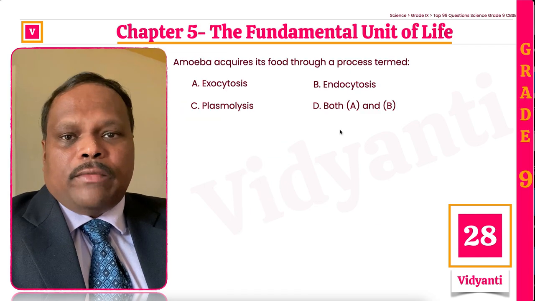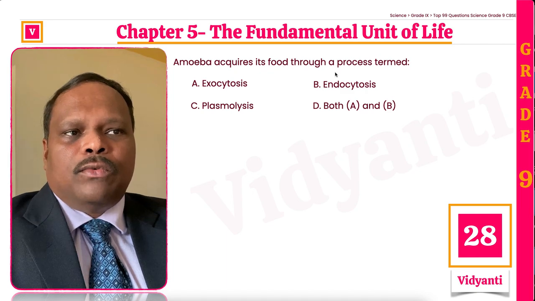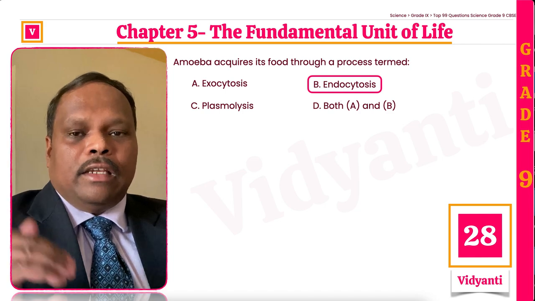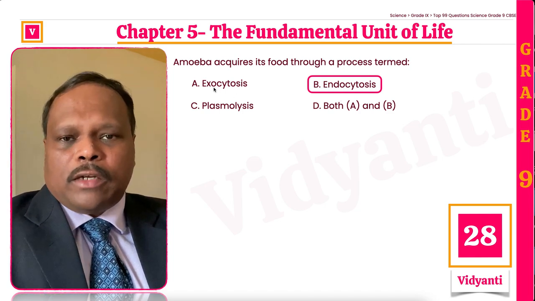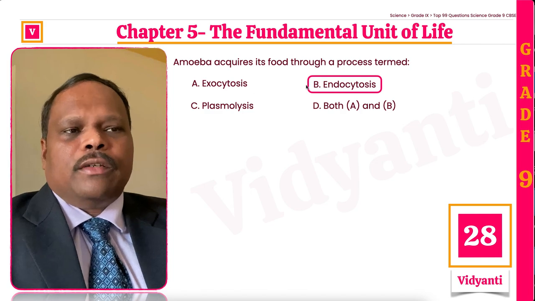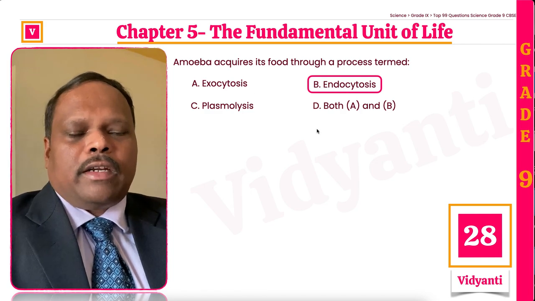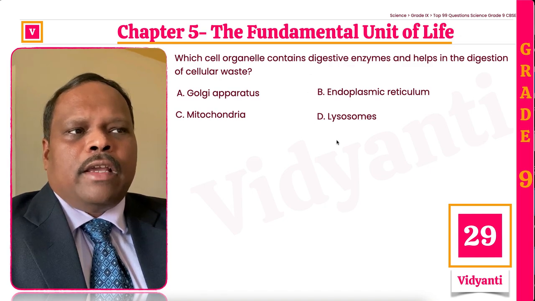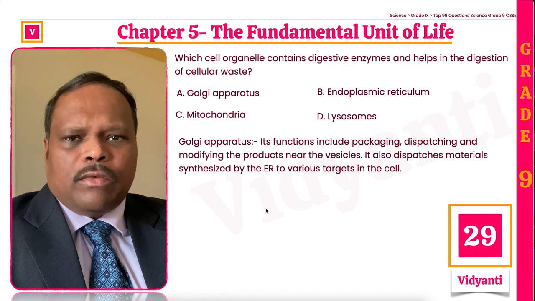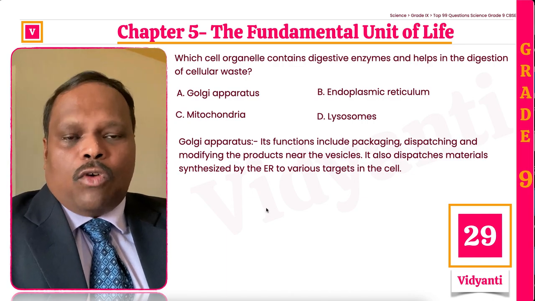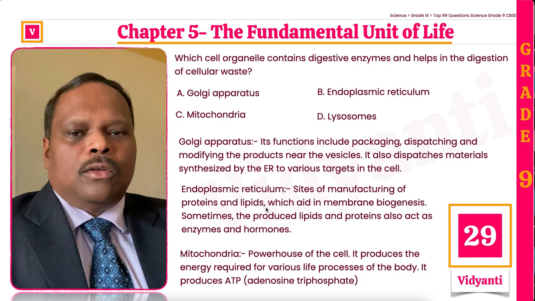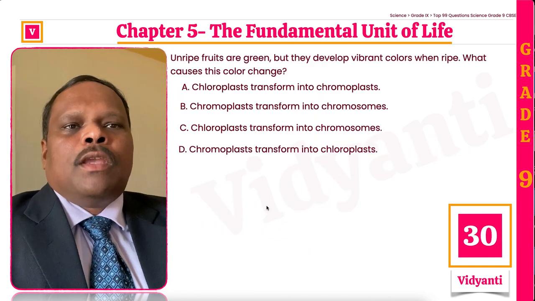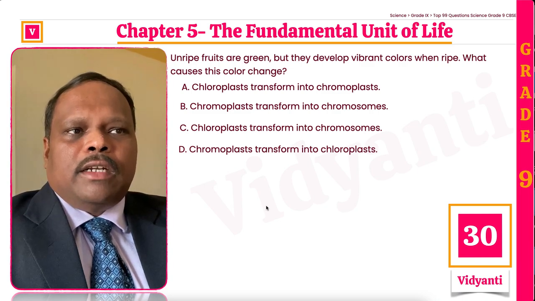Fundamental unit of life, let's go into biology. Amoeba acquires food through endocytosis. Endocytosis is like gaining. Exocytosis is actually losing. So endocytosis is the correct option. Which cell organelle contains digestive enzymes that help in the digestion of cellular waste? Well, we have given some explanation. If you want, you can pause this video right here and go through this explanation, but the correct answer is option D.